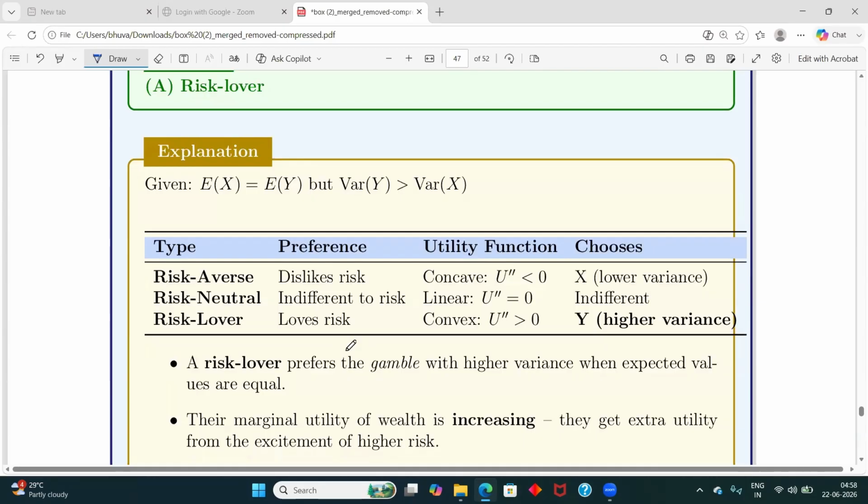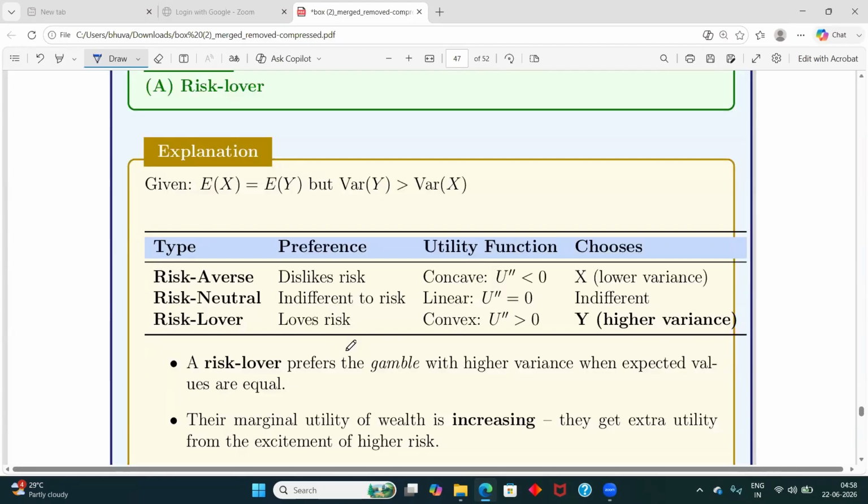The risk averse preference dislikes risk, and the utility function is concave. So a risk averse person chooses the lower variance option X. In risk neutral, the person is indifferent to risk, the utility function is linear, and they choose indifferently. The risk lover preference loves risk, the utility function is convex, and they choose high variance.